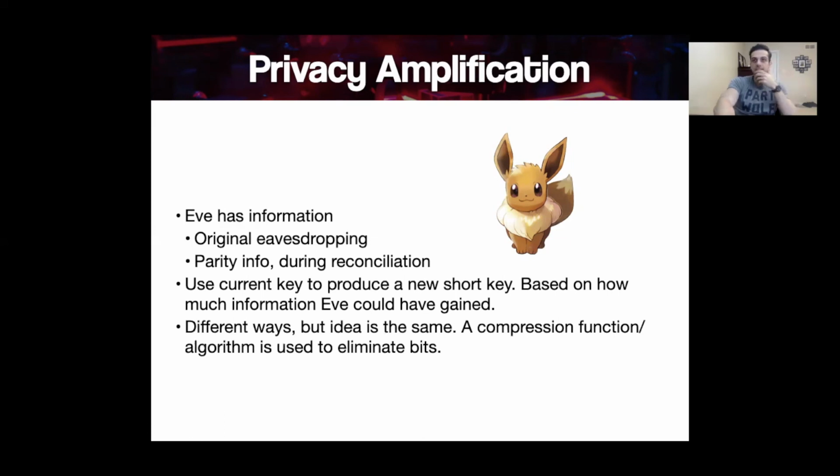And there's different ways to do it, but the idea is just the same. It's just some kind of compression function, an algorithm that's used to eliminate some amount of bits, the same bits Alice and Bob are removing. So there's different ways in which you can choose how to do that, but the idea is really just the same. You're removing bits.